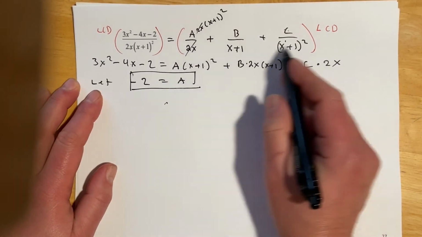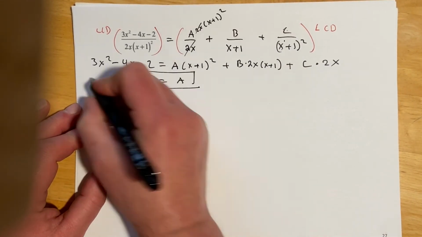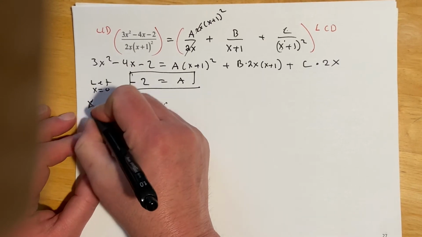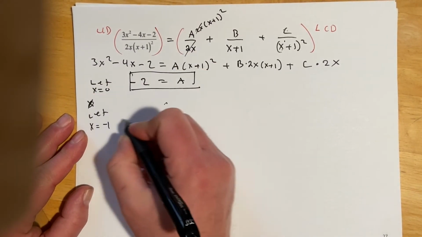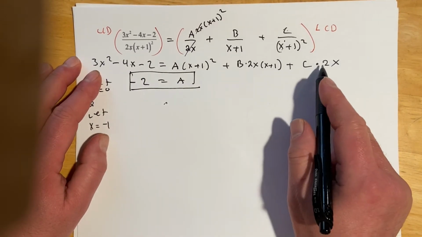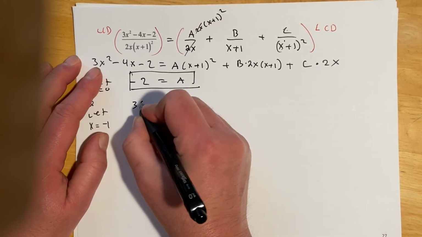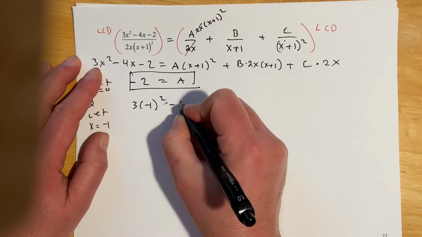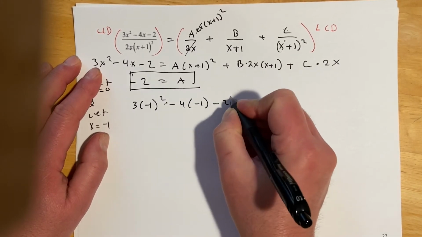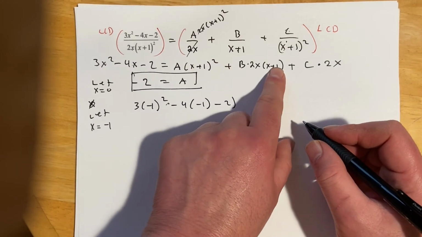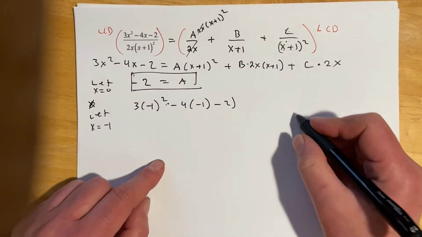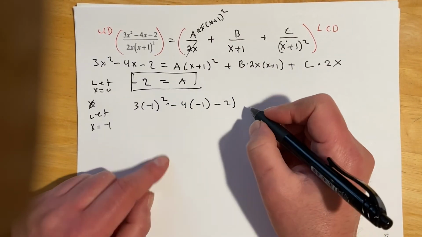And then next up, I'm going to let x equal -1. And that will have to do slightly more work. So 3 times -1 squared minus 4 times -1 minus 2, -1 plus 1. So the a term drops out, -1 plus 1, the b term drops out. So this is going to let me get c.